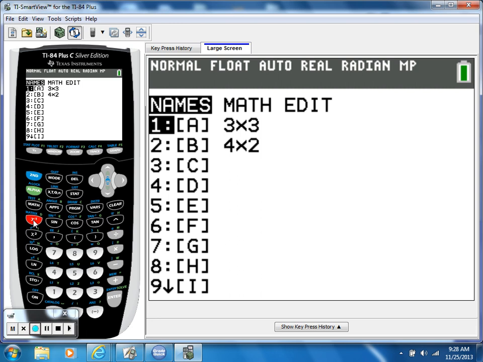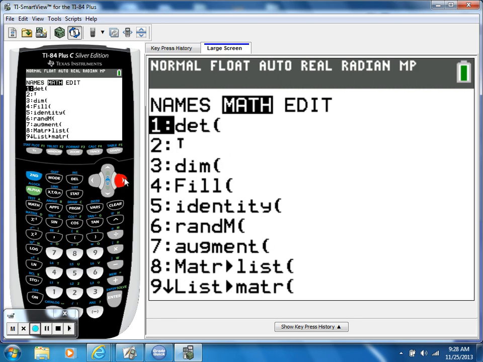And this time, we haven't used this math category a whole lot yet. Actually, we haven't used it at all. So let's go over and look what's there. We have several things in here. We have DET. What do you think that stands for? Determinant. It's actually the most used thing for matrices. So that's why it's right here under determinant. We have dim, we have fill, we have identity, random M, augment, matrix to list to matrix, and so on. We need the first one.